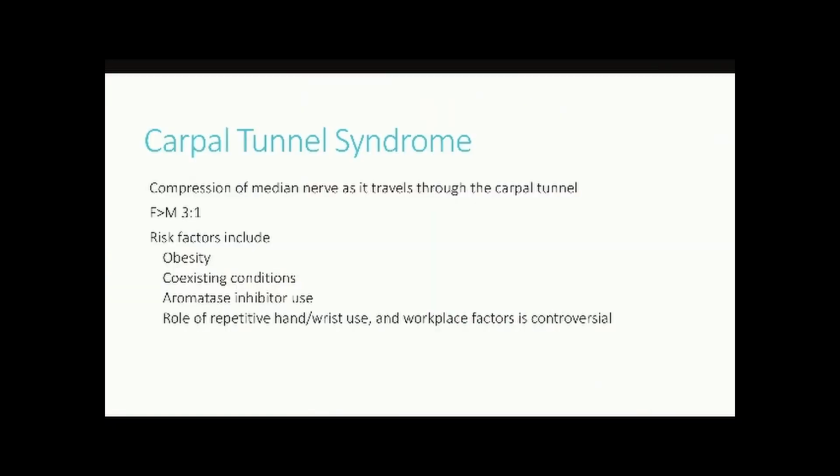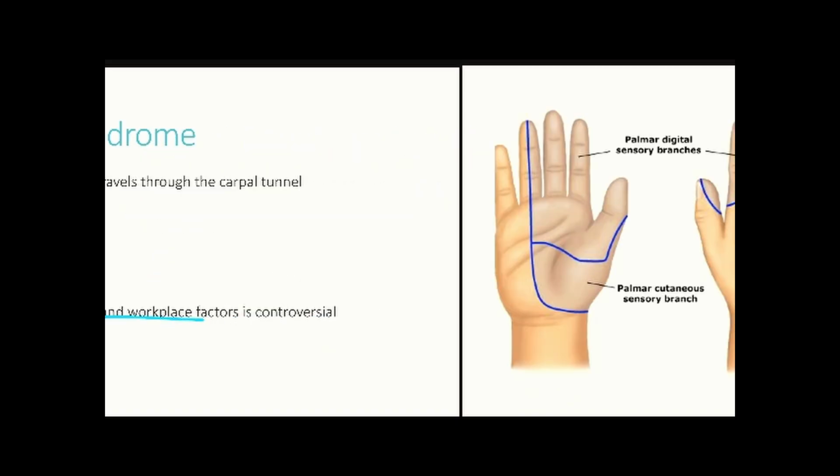Carpal tunnel, obviously where that stuff goes through. More females than males may have it. Risk factors: obesity, any coexisting conditions, aromatase inhibitor use, and repetitive hand-wrist use. Also, don't forget the neck is involved with carpal tunnel as well. Especially people who are at a computer all day, their neck goes forward to look at the computer screen, and that constant movement forward can cause problems as well.